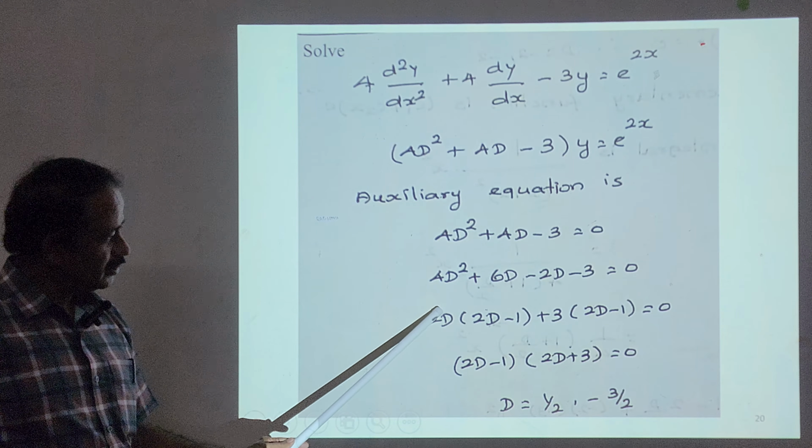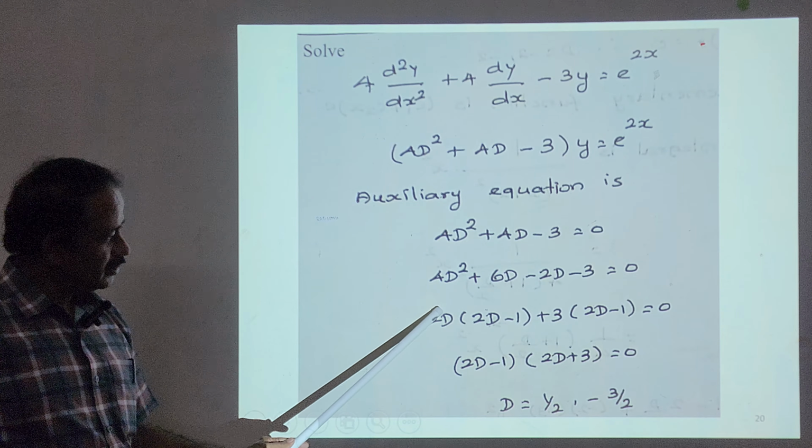Okay, so you have 2 2s are 4, 4 multiplied by 4, 16 plus 8 minus 3 will be 21. So this is your PI, particular integral. You add these two and write the complete solution. So your complete solution y will be complementary function plus particular integral. So this is your complementary function plus particular integral.